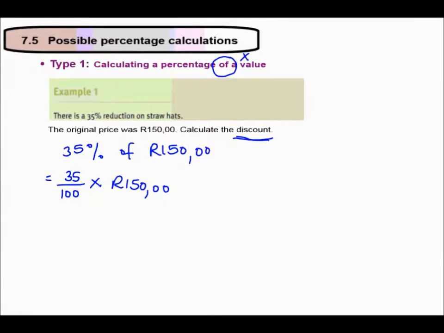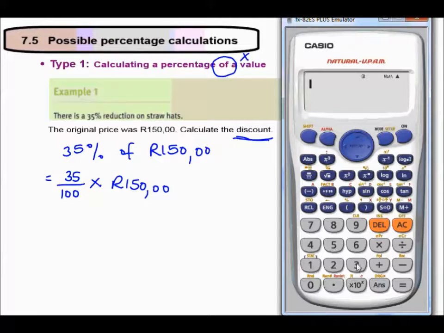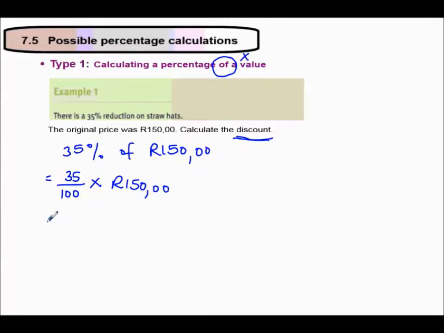We go back to our calculator. 35 out of 100 multiplied by 150 equals 52 Rand 50. Remember to check your question. Calculate the discount. So the discount was 52 Rand 50. How much did he pay? Well, then you would have to take the original price minus the discount to get the amount paid.